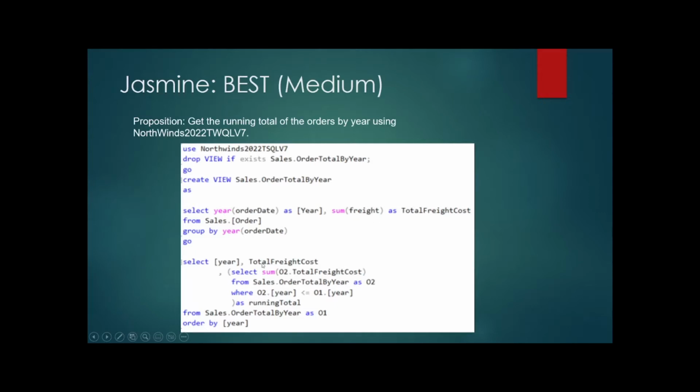In the outer query, use a subquery in the select clause. The main query will then join the view to itself in the select clause. The operator in the where clause of the running total queries will be less than or equal to, to add the current and all the previous years' sales with the sum function.